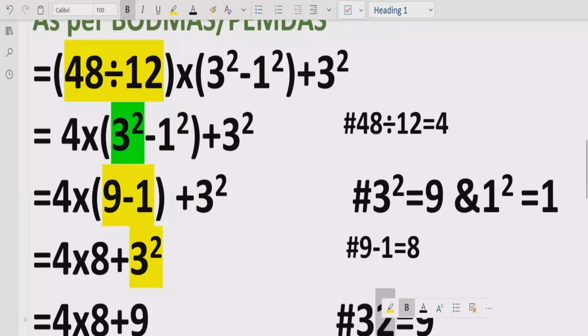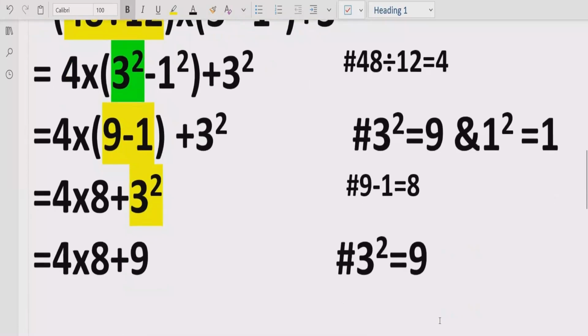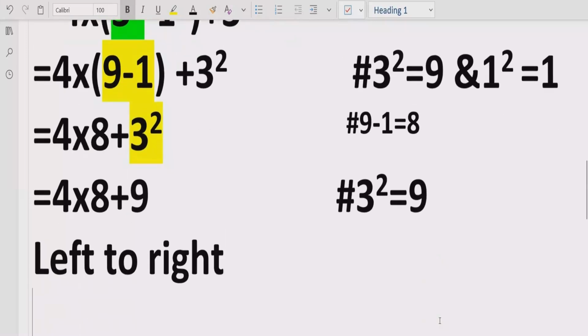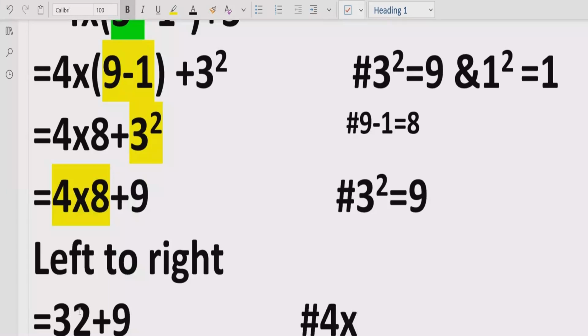This becomes the power. Now we have solved step number 2 as well. Now we will solve step number 3, which is division and multiplication. So first of all, we will go left to right and find out which is coming first. So first we have the multiplication, which is 4 multiplied by 8. So we will multiply both of them and get the answer 32. And plus 9 we will write as it is now. And here we will write 4 multiplied by 8 equals 32.